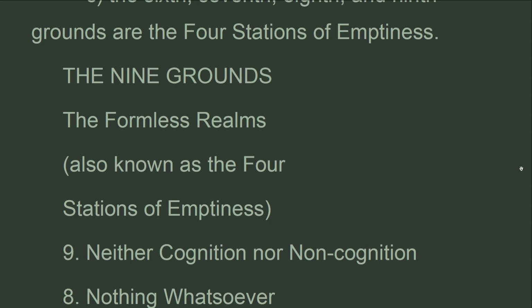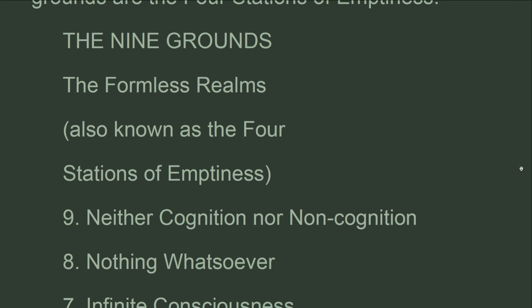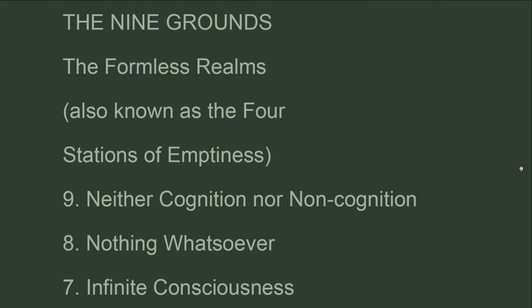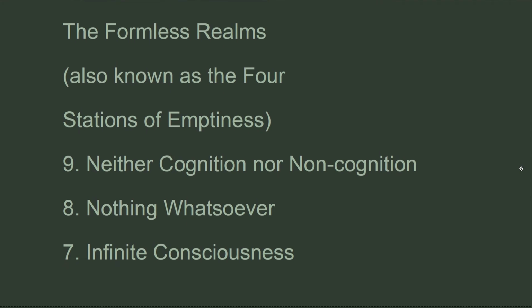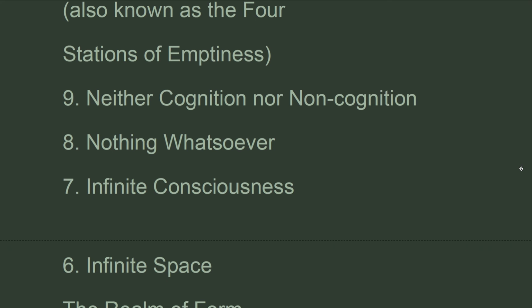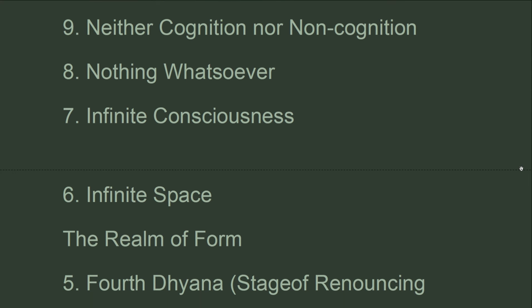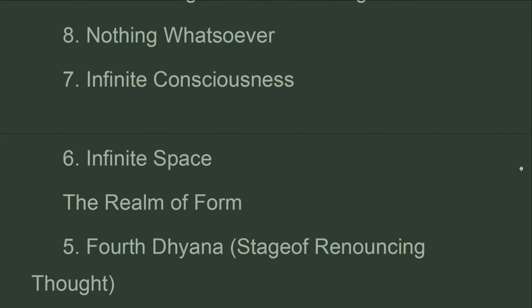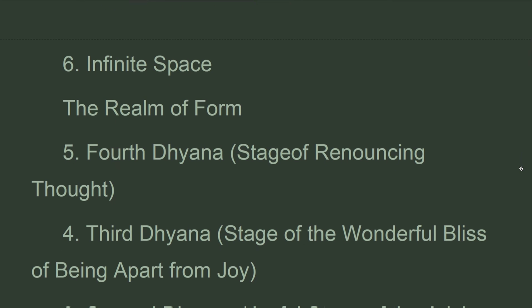The 9 grounds. The formless realms, also known as the 4 stations of emptiness: 9. Neither cognition nor non-cognition. 8. Nothing whatsoever. 7. Infinite consciousness. 6. Infinite space. The realm of form: 5. Fourth dhyana, stage of renouncing thought.